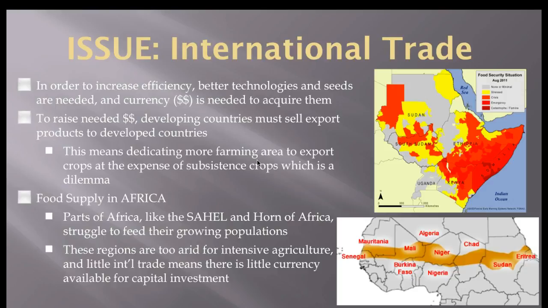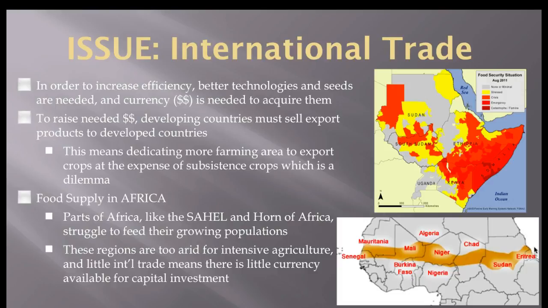And then another part here is the food supply in Africa. Parts of Africa like the Sahel here, which is basically the border between the Sahara Desert and Sub-Saharan tropical region. This area, the Sahel, has been growing and growing throughout the years, mainly because of desertification. These regions are usually too arid for intensive cultivation, and with little international trade means they have little money for capital investment. Therefore, it's a continuous cycle.